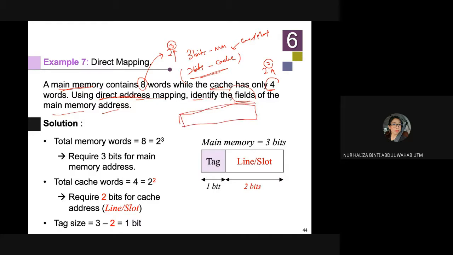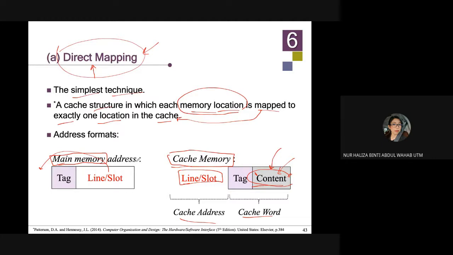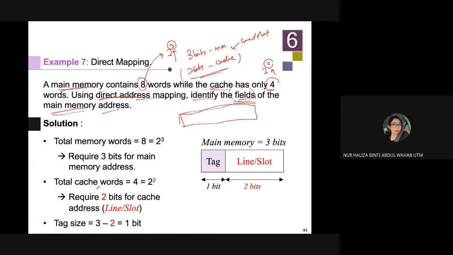So we want to identify the fields of the main memory address. You look back over here, you have your main memory address. You have tag and line slot. Okay, your format will be like this. Of course your main memory totals up to 3 bits. Your format is going to have the line or the slot, and also the tag. Now you know this part, which is 2 bits. The rest is going to be 1 bit. Tak payah nak tolak-tolak, you just calculate directly, you're going to get it. Isn't it? So this is the field of your main memory address.